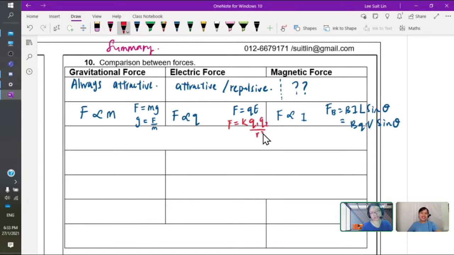You could technically write this as GMM over R square. But it kind of summarizes the fact that both of these forces obey the inverse square law. So the further you are, the weaker the force will be. So I chose the simpler equation because that defines the field.